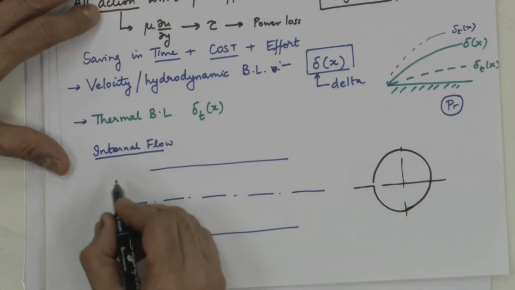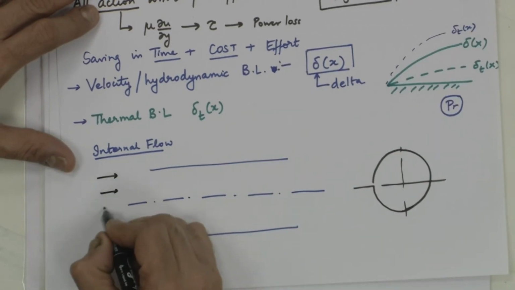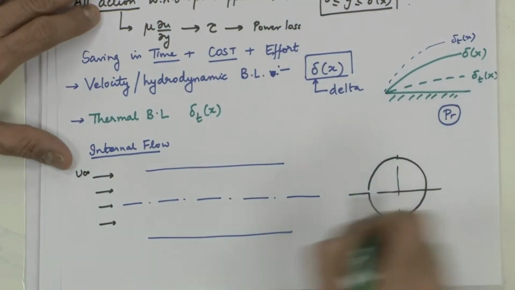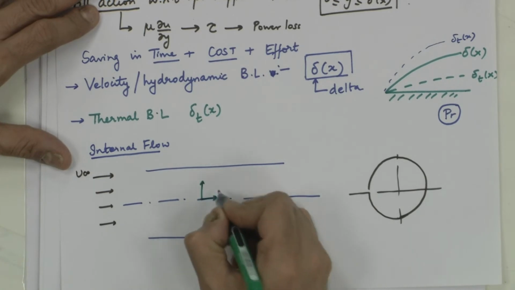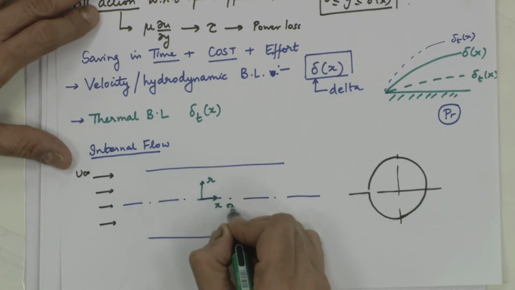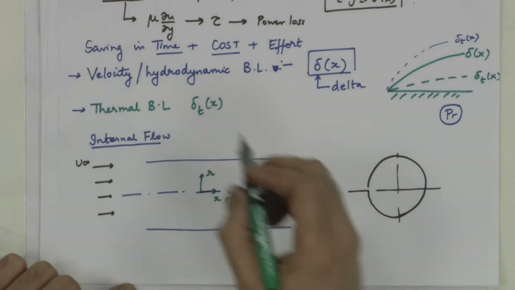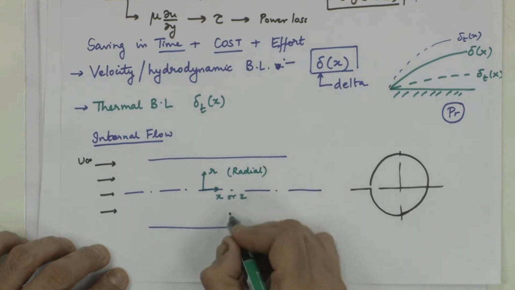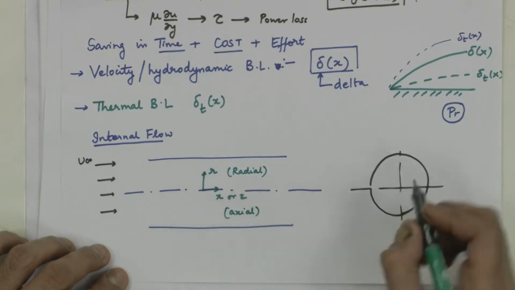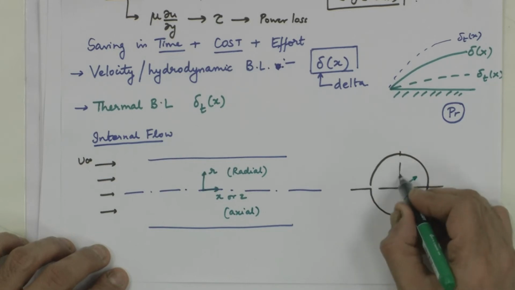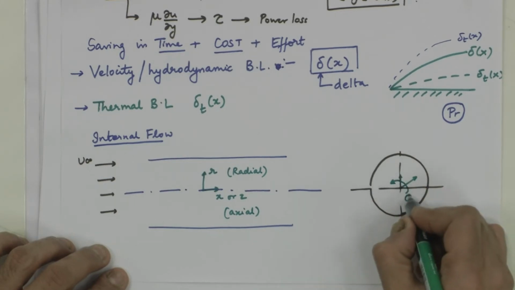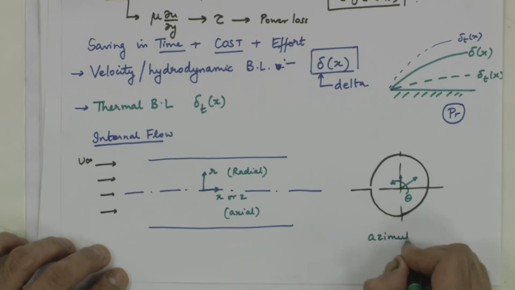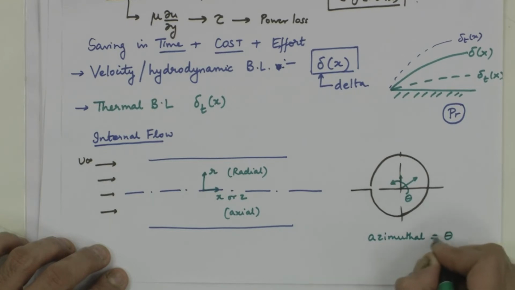The flow is coming here with a velocity u infinity, and the coordinate system, unlike there, we will call this r, this x or z, some books call it z. This is the radial direction and this is the axial direction. And this is the theta direction, so azimuthal means theta.